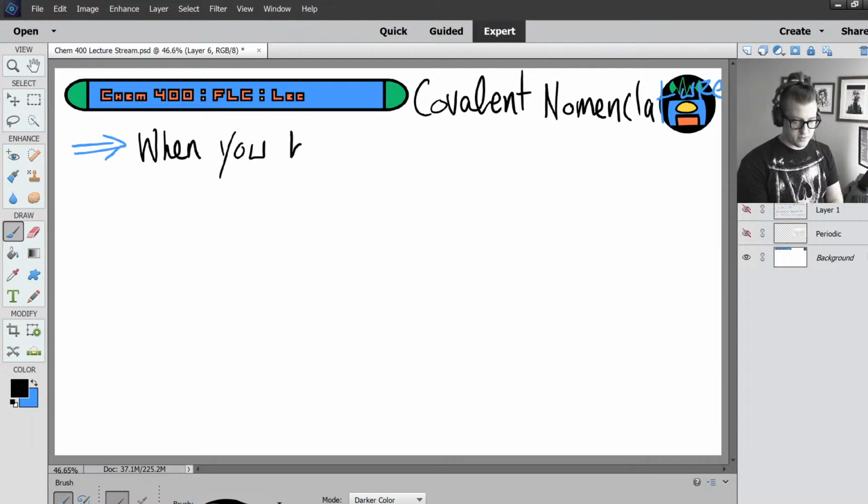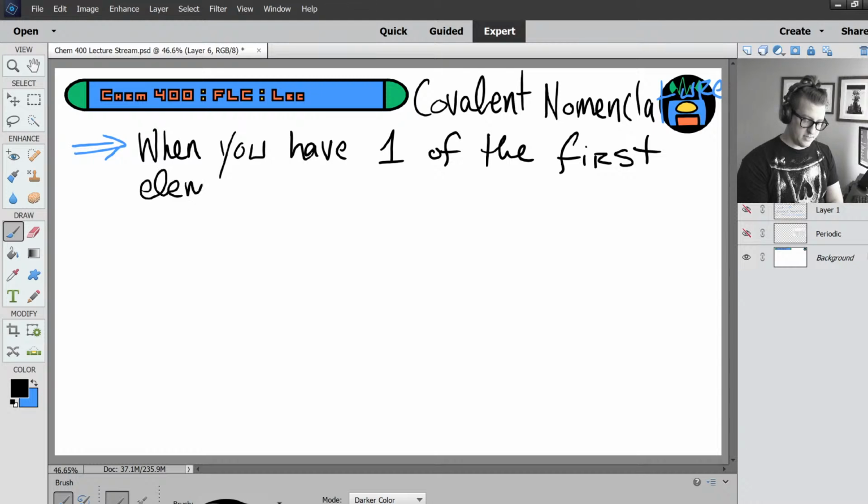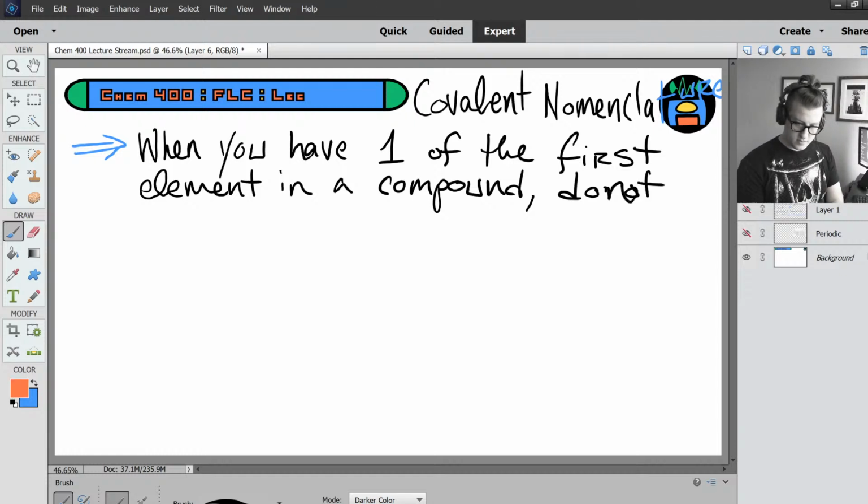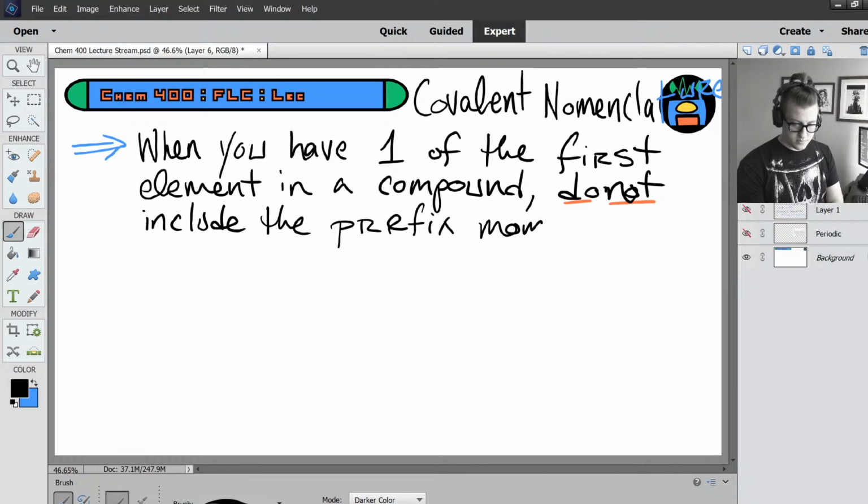When you have one of the first element in a compound, you do not include the prefix mono for that element.